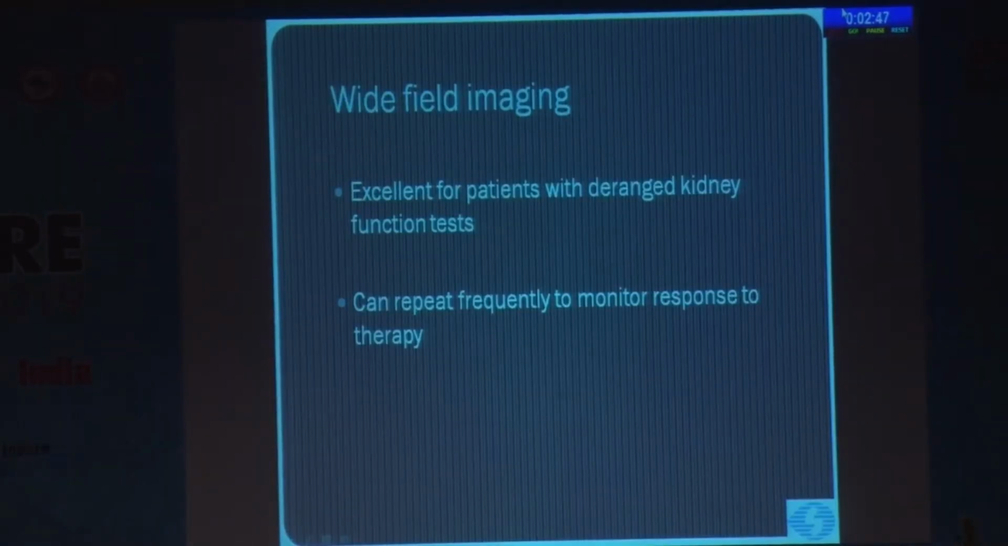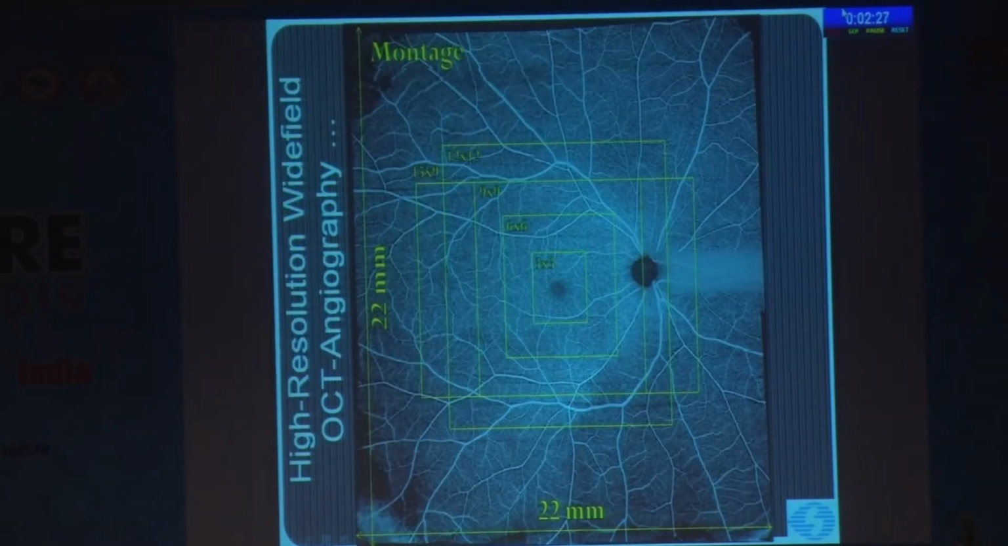So now we have dug deep into the earth. Now let's go wider. Wide-field OCTA is excellent for patients with deranged kidney function, because it can be done, and secondly, you can repeat it, whereas sometimes you can do one angiogram but may not be able to repeat it in patients with deranged systemic parameters. With the wide-field swept-source, fortunately we are able to take 15 by 19 slabs, 12 by 12, and even go as wide as 22 by 22.